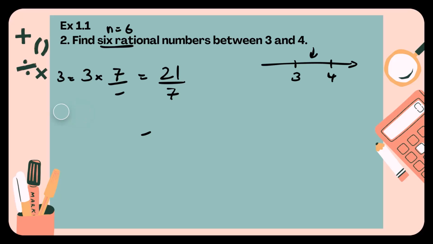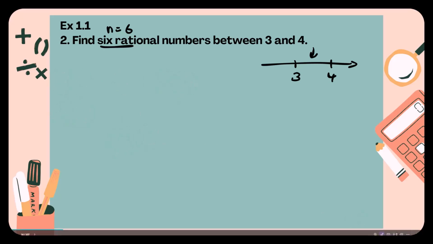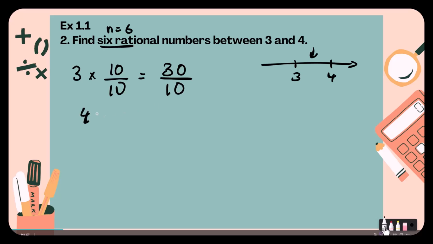The other way you can do this is very simple. Let's try to multiply with any number, okay? Multiply with any number means, suppose I can multiply with 10 also, no problem. So 10 by 10, why am I saying multiply with 10? Because then your multiplication is easy, right? It becomes 30 by 10, correct? What about 4? 4 will become 4 into 10 by 10. So what is your answer? Your answer will become 40 by 10, right?